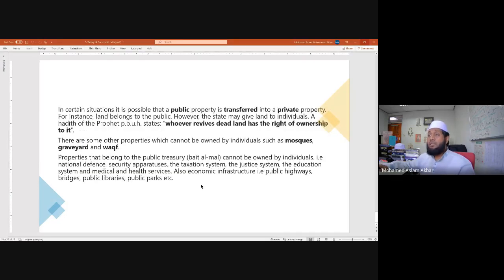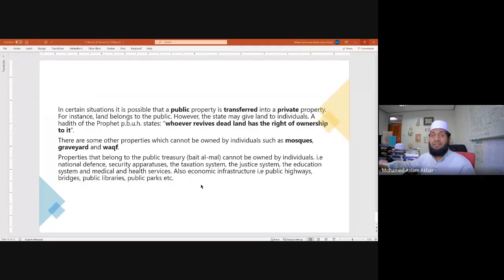In certain situations, it is possible that public property is transferred into private property. For instance, land belongs to the public. However, the state may give land to individuals, even for the purpose of producing. If you want to make a pasture, or maybe you say that I want to bring some cattle and produce cattle, or I want to bring some agricultural farming, I want to produce something, the government is ready to give you some land, because there are so many lands.